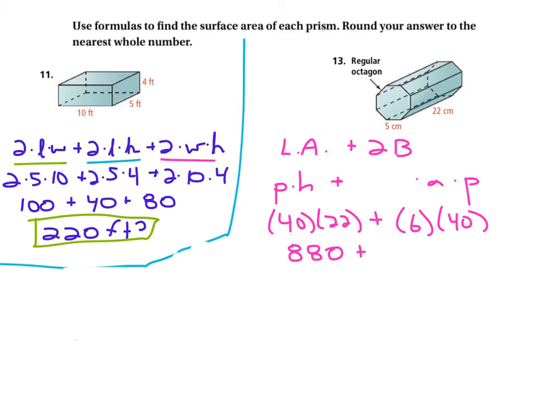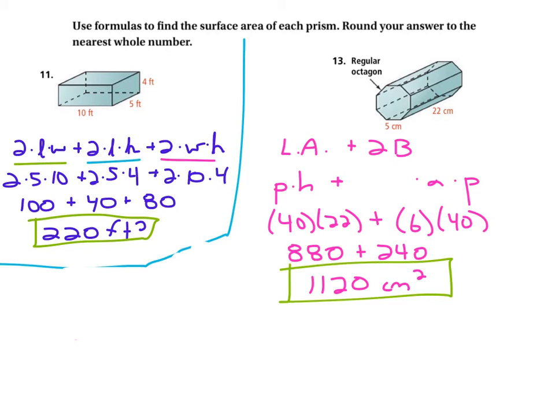and 6 times 4 is 24, so 6 times 40 is 240, and of course when we add those together we get 1,120, and what are the units? They are centimeters. We're talking about surface area, so it's centimeters squared. That's what we get. And let me just check that against the book.